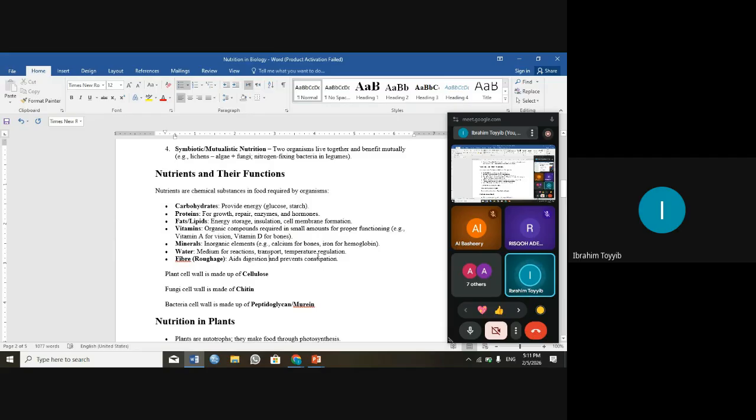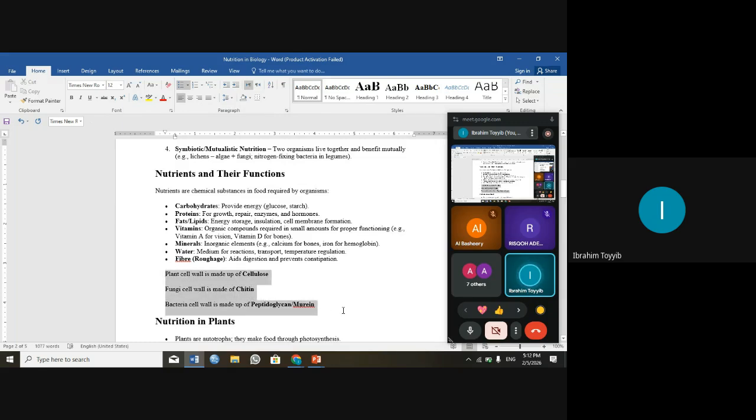Water is the only nutrient that the body does not need to digest before absorbing. All other nutrients, the body will digest before they are absorbed. Then we have fiber, or roughage, which aids digestion and prevents constipation. I've told you this before.